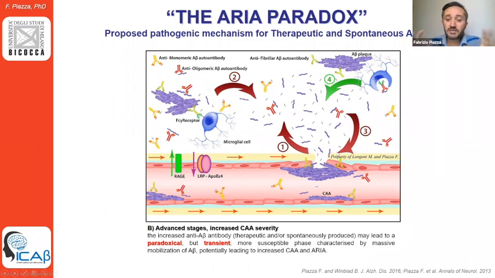And so they can increase the CAA severity, at least temporarily, because this beta amyloid removed by the antibody is sticking to the underlying CAA pathology, and so can accelerate or exacerbate the bleeding events and the subsequent inflammatory events.